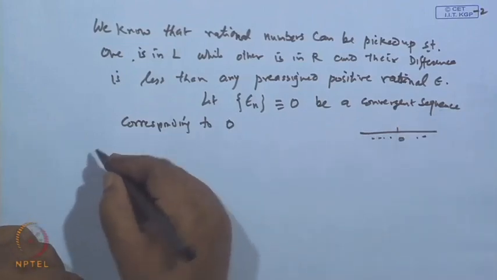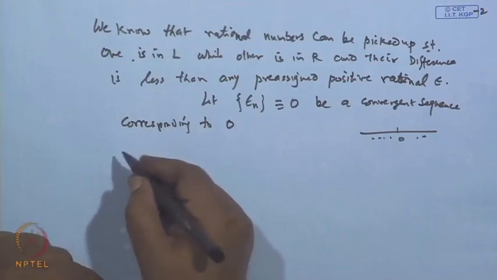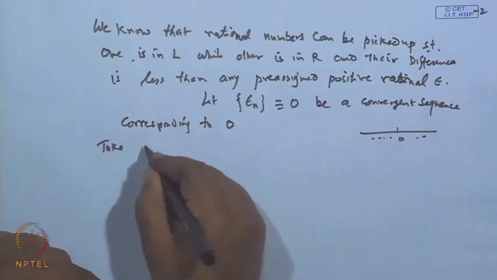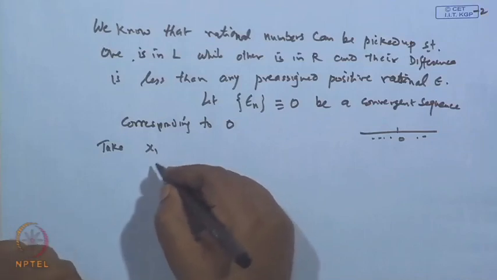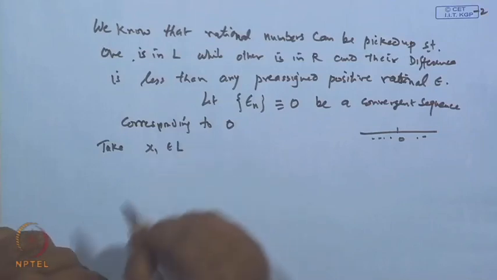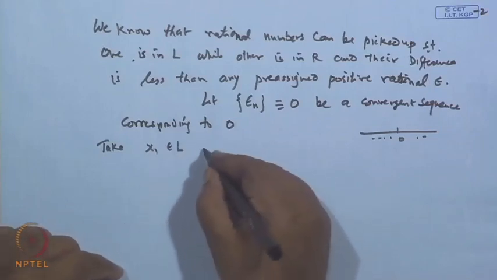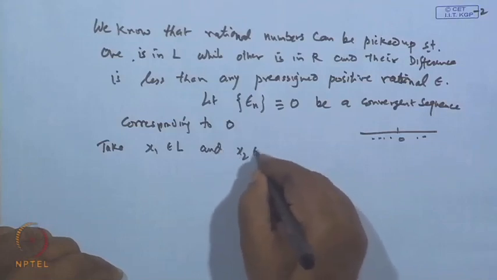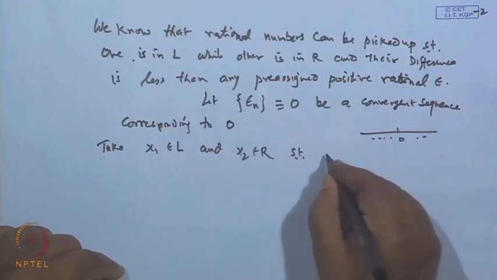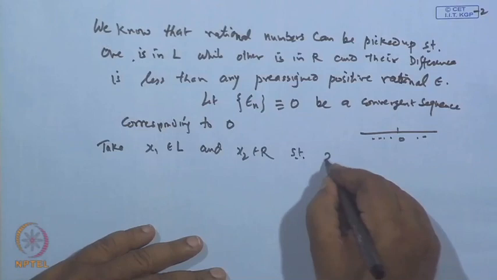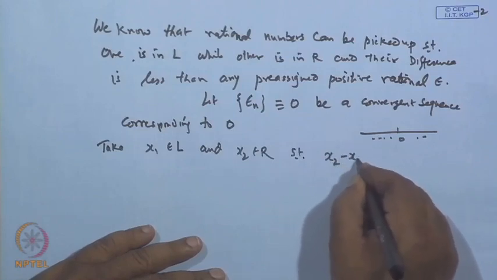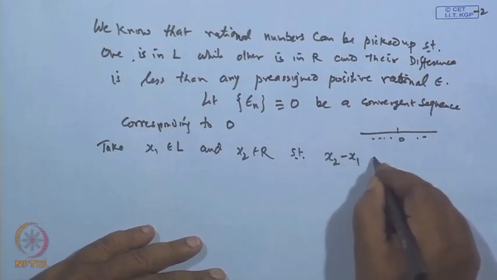Now, take a point x 1 belonging to L and x 2 in R such that the difference x 2 minus x 1 is less than epsilon.